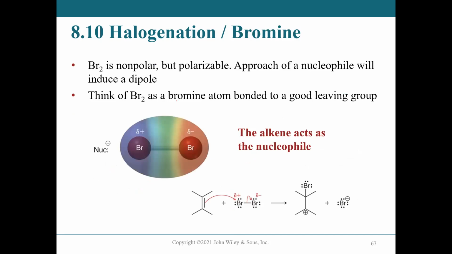So bromine is nonpolar but polarizable. That means when it comes in contact with a nucleophile that has some type of negative charge, there's going to be a momentary dipole shift, where there'll be a partial positive here and a partial negative here. So it says the alkene acts as a nucleophile and the bromine acts as an electrophile.